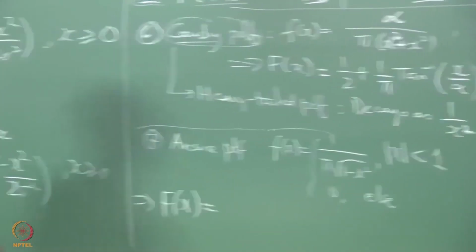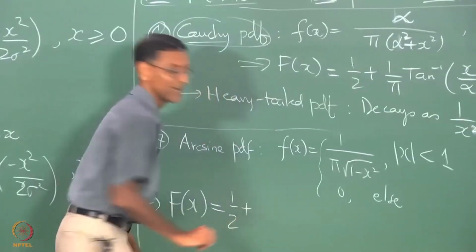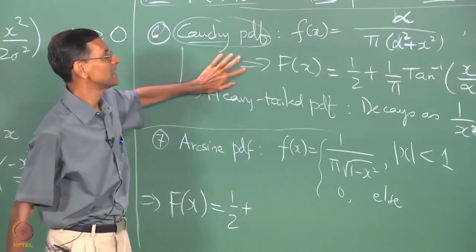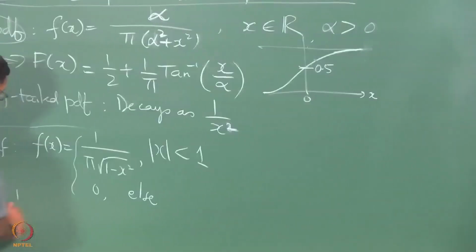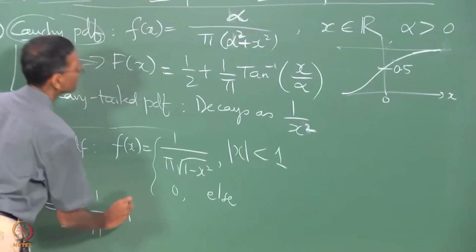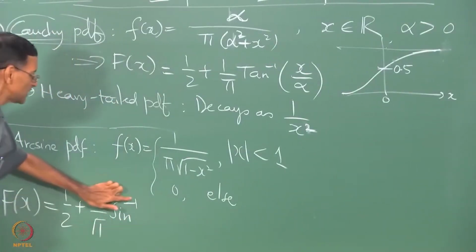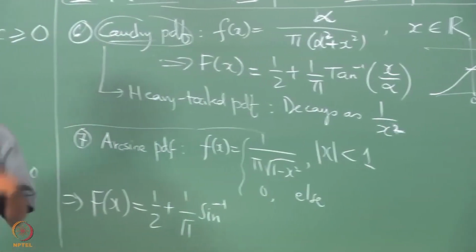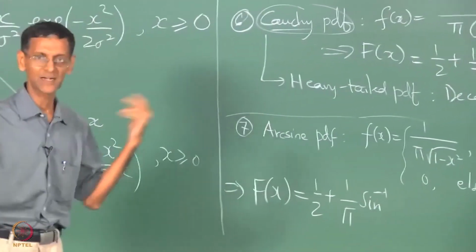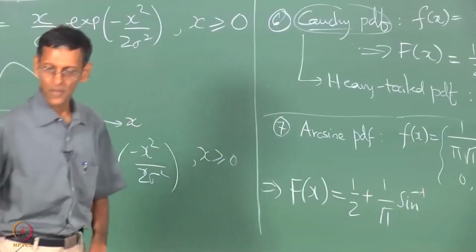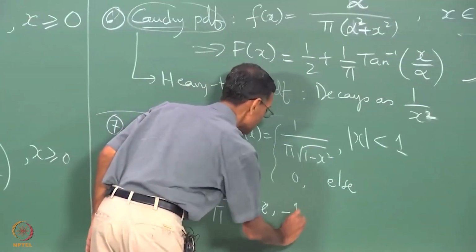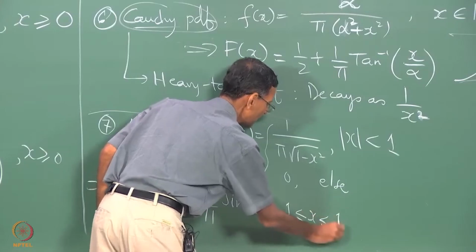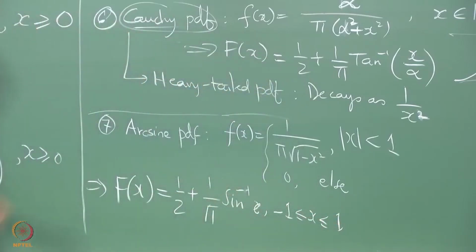Exactly, somebody said sine inverse. It is exactly like this, except that the tan inverse becomes a sine inverse. We will write these inverse trigonometric functions with just the minus 1 superscript, instead of arc sine and arc tan and so on. So arc sine or sine inverse of x, and this expression is valid only for minus 1 less than x, you can say even equal to. What is the value at minus 1? It turns out it will be 0.